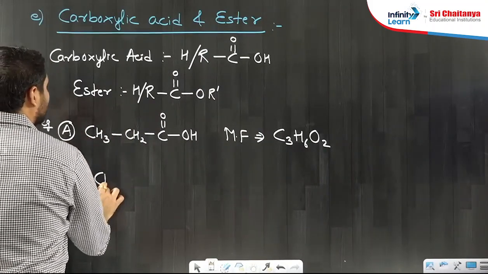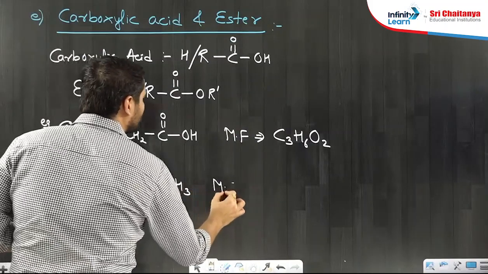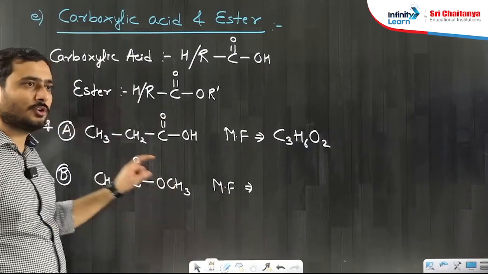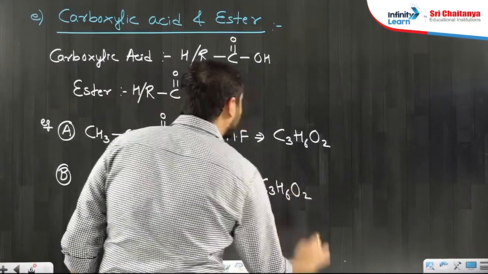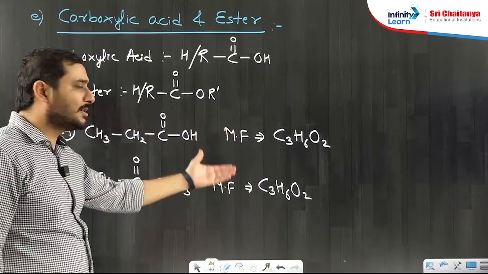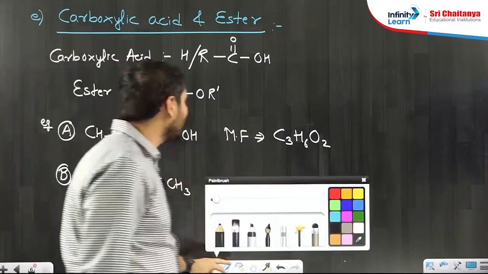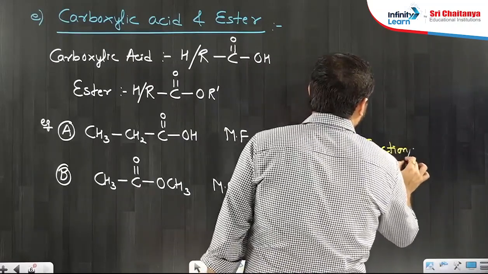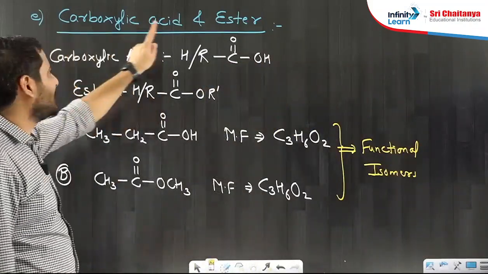If we write compound B, CH3, C double bond O, OCH3. Now this is ester. If you check, R, C double bond O, OR. So which type is it? Ester functional group. Now how many carbon atoms? Same 3 carbon atoms. How many hydrogen? 6. And how many oxygen are present? 2. So C3H6O2. So this is an ester having the same molecular formula. Now if the molecular formula is the same but the functional group is different, which type of isomers are they? Functional isomers. Clear? So this is the next type, carboxylic acid and ester.